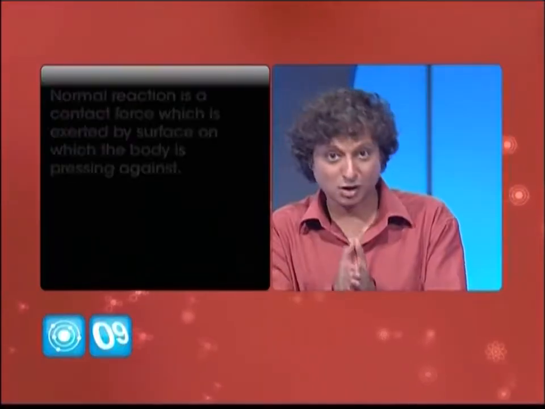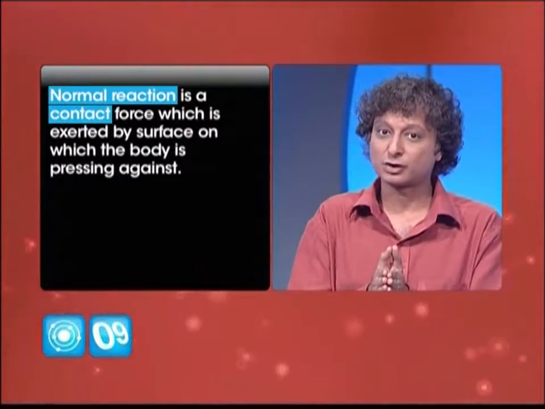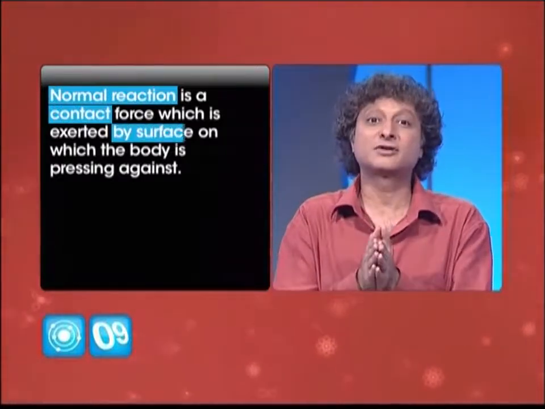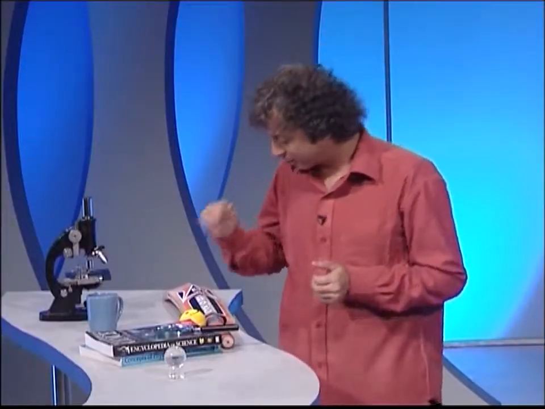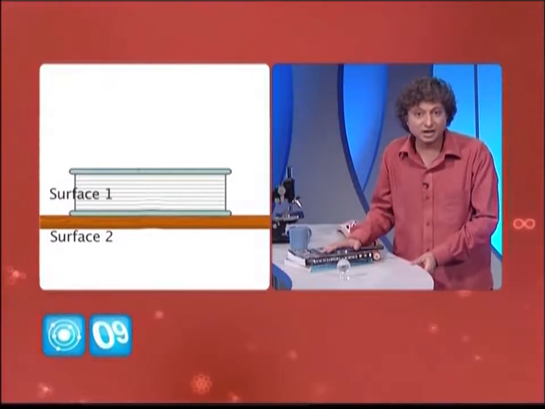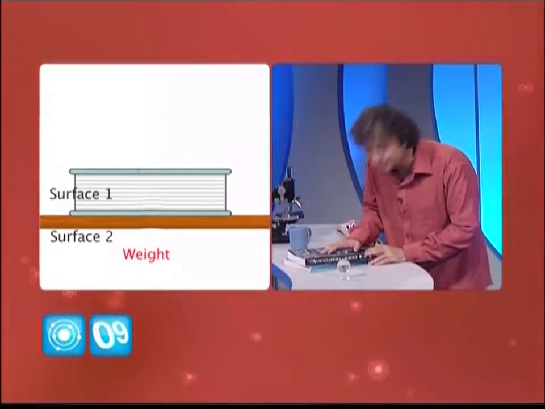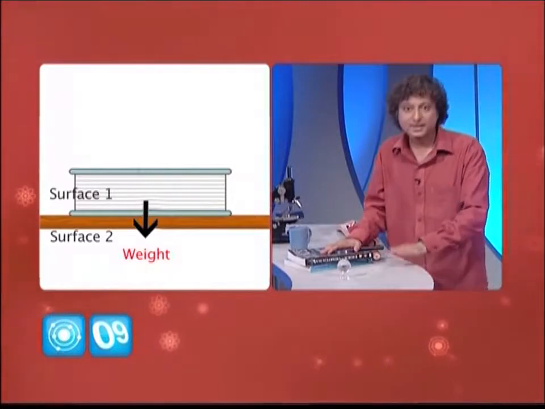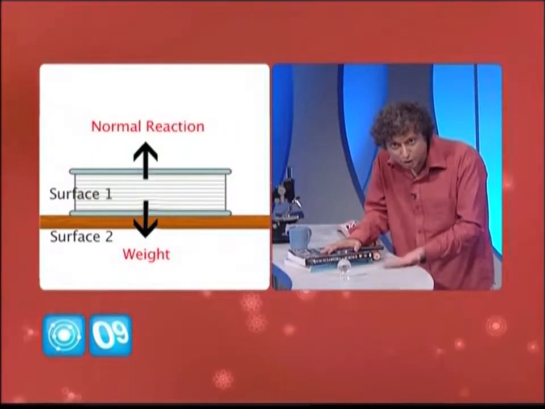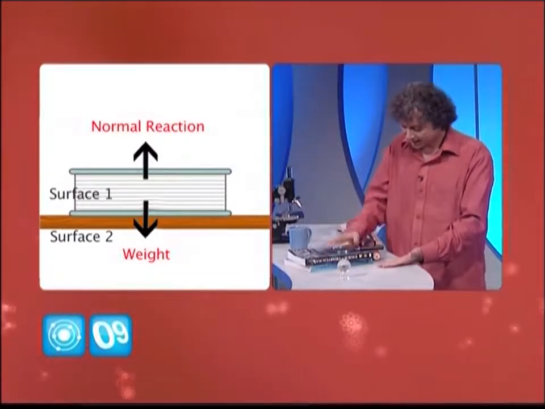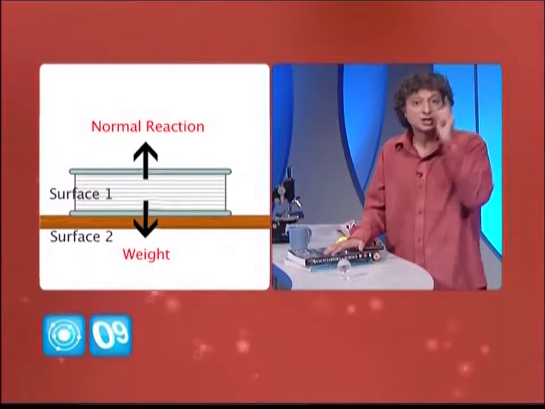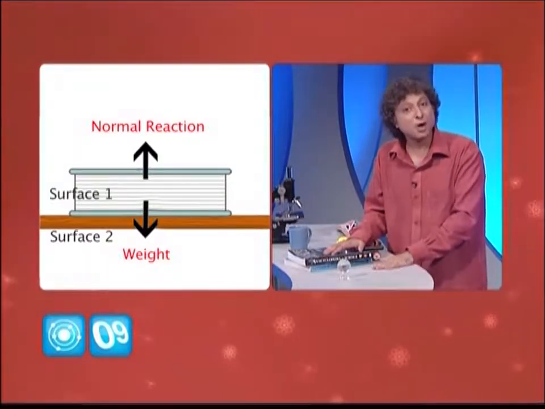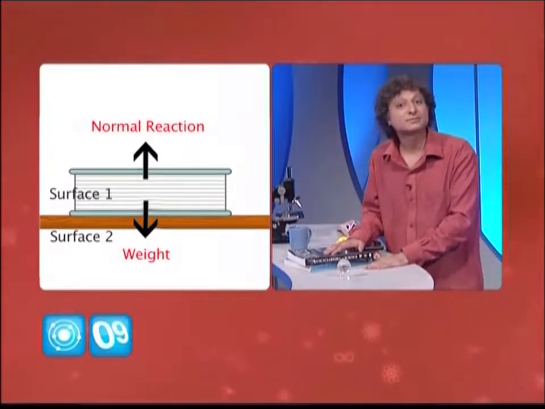Now, let's crack the concept of normal reaction. So, normal reaction is a contact force which is exerted by the surface on which the body is pressing against. Say, for example, this book. Now, this book is resting on the table and it presses against the table surface. The table exerts a force on the book which is normal to the surface of the table. This presses down, the table presses upwards. This force is known as the normal reaction force of the table.